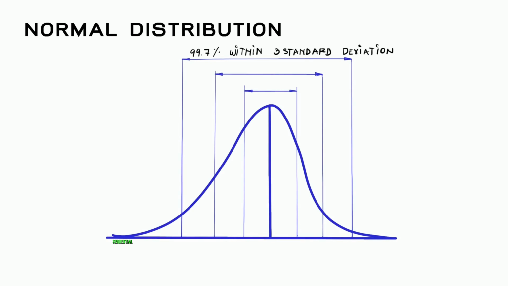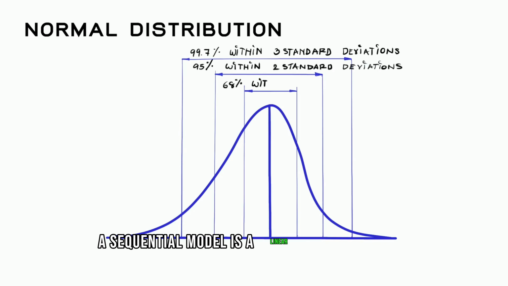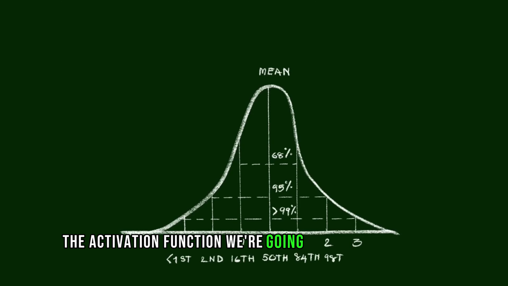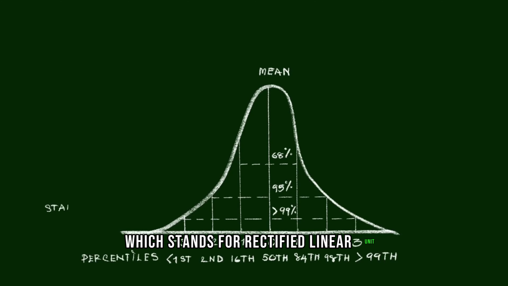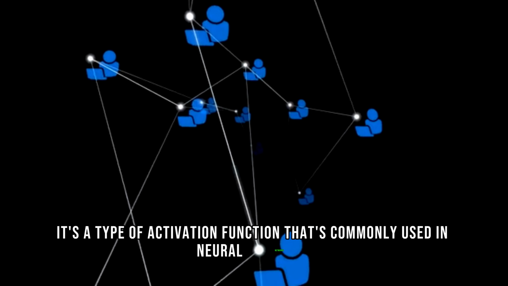The next step is to create a linear regression model. We're going to use the tf.keras.Sequential function to create a sequential model. A sequential model is a linear stack of layers. In this case, we only need one layer, so we're going to create a dense layer with 10 units. The activation function we're going to use is called ReLU, which stands for rectified linear unit. It's a type of activation function that's commonly used in neural networks.